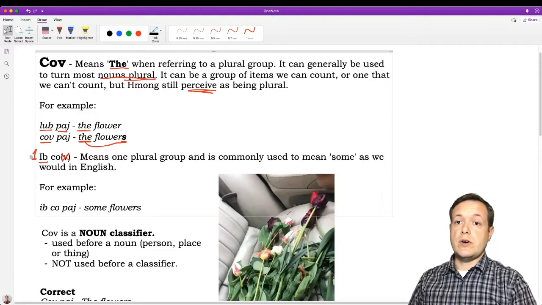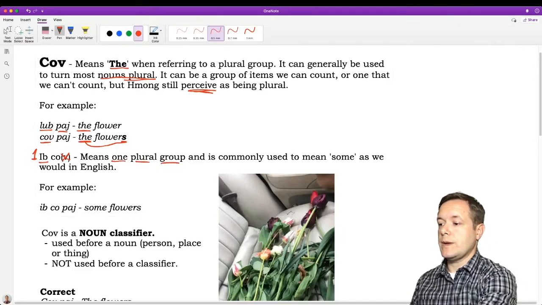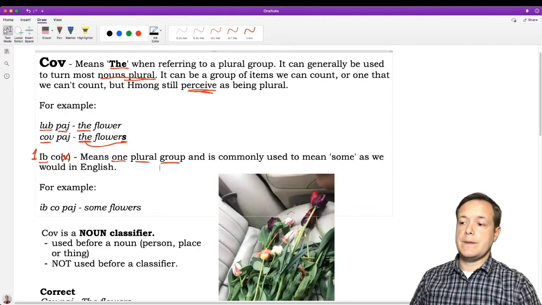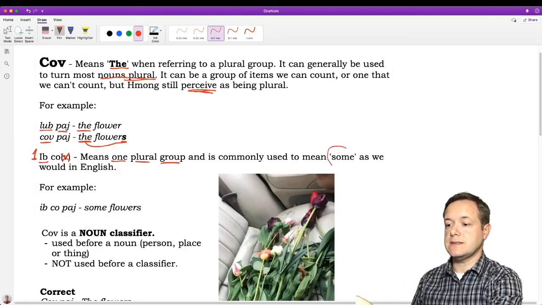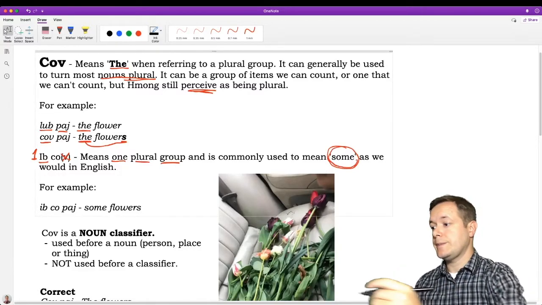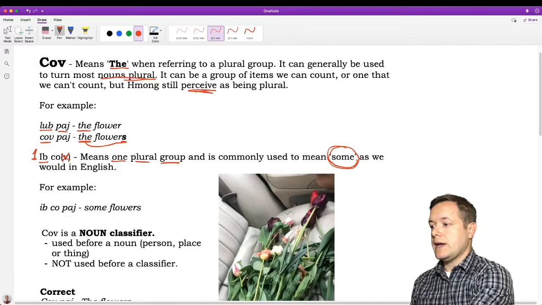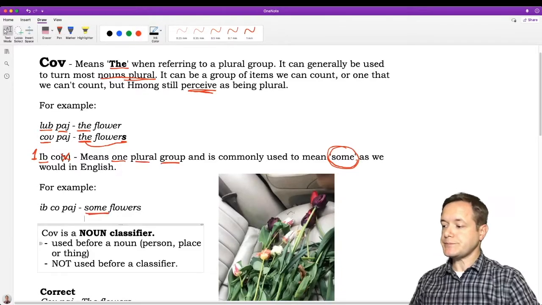So, ijo means one plural group, and that's the literal meaning. But to make it easy, we can set that aside and go with what the actual meaning is, which is just "some." It's the same as "some" in English. So we'd use ijo for "some" in English. So for example, we said lu pa is the flower, jo pa is the flowers, and ijo pa is some flowers.